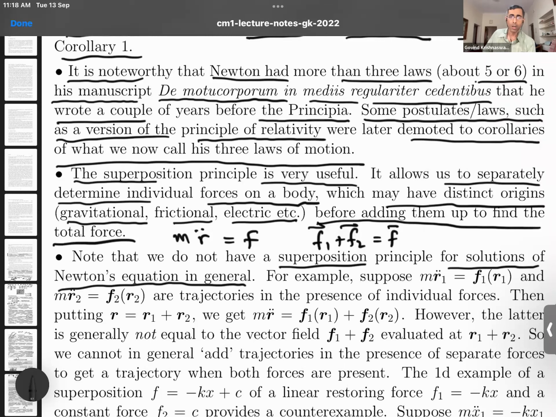It is not as though we can take a solution r1 of t and another solution r2 of t, add them up with perhaps some coefficients, and the sum is necessarily a trajectory. The sum is not necessarily a trajectory. That is a crucial point.